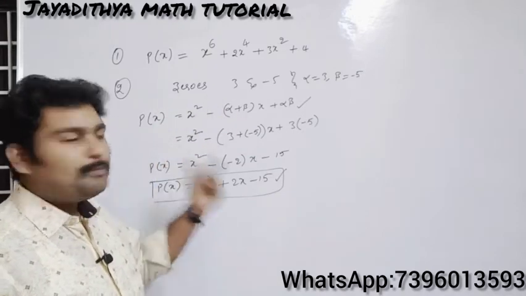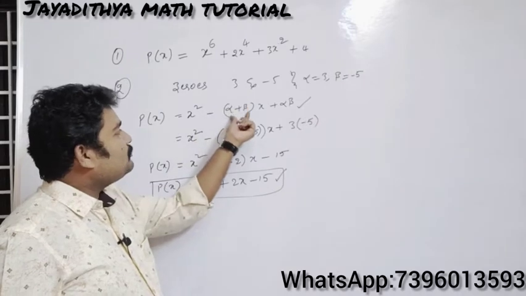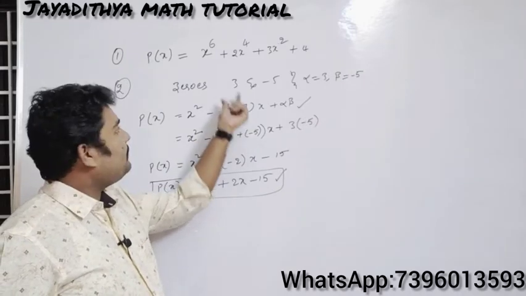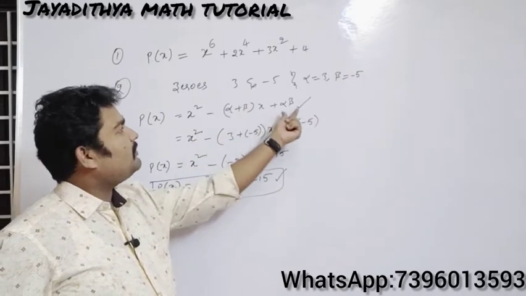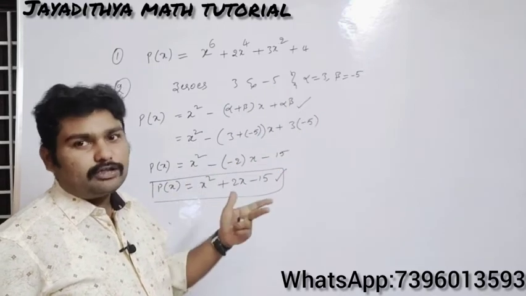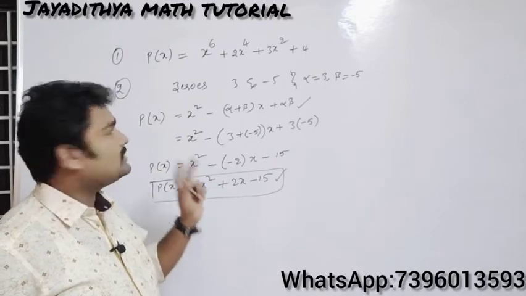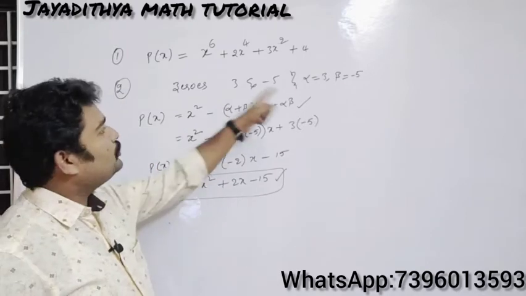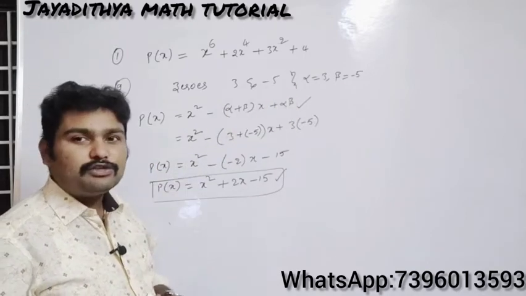If they have given sum and product, directly take the first one as sum and substitute 3 in place of alpha plus beta and minus 5 in place of alpha beta. But here he has not given the sum and product of zeros, he has just given the zeros. So you need to take alpha is equal to 3 and beta is equal to minus 5.